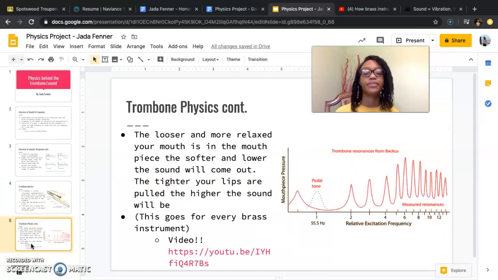So, more about the mouth and the mouthpiece. The looser and more relaxed your mouth is in the mouthpiece, the softer and lower the sound will come out. The tighter your lips are pulled, the higher the sound will be. So, here I have with me my mouthpiece for my trombone that is sitting right here, and I'm just going to demonstrate for you. It might sound a little weird because it's weird without the actual musical instrument.